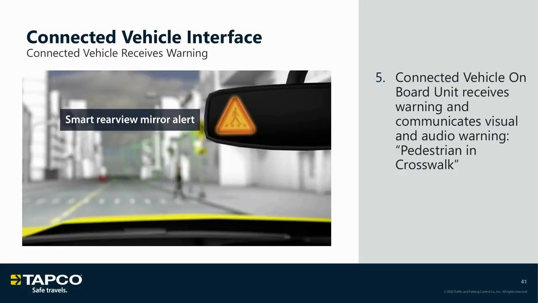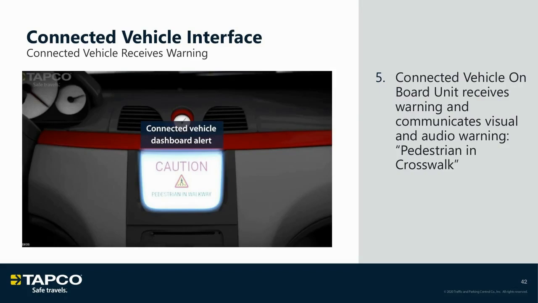And different vehicles have different setups. I know Cadillac has a system, Tesla has a system, whether it's in a rearview mirror or any other kind of onboard unit. All of those would be able to communicate to a driver, giving them that alert. So here, the last one, we had that in the rearview mirror. Here's another dashboard alert on certain vehicles.